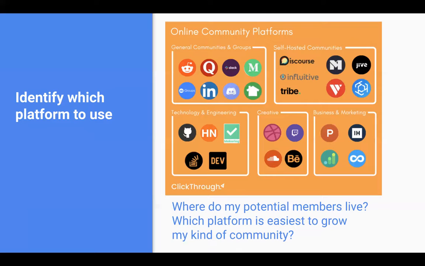But yeah, this is just a very interesting representation of all the platforms that are available to grow communities. And I think moving forward, you'll only start to see the space grow because the infrastructure is needed, but there's still a lot of things to be built out. Yeah, so you can also consider where your potential members live and what platform is probably the easiest to grow your type of community.